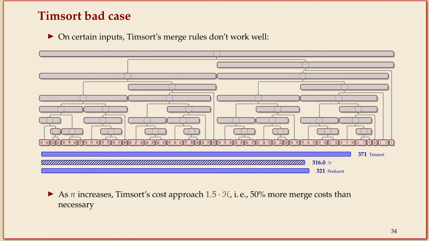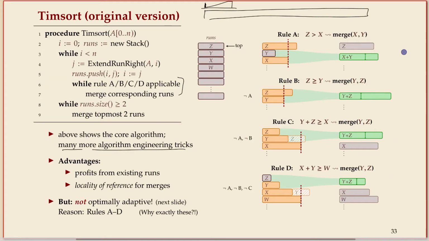The story started with a few researchers noticing that there's a weird thing happening in Timsort's merge rules. So these weird rules here, the way to read them is that these are the lengths of runs. And so this rule would say if the topmost run is longer than the third run, you should merge the second and the third. And yeah, it's not intuitive.